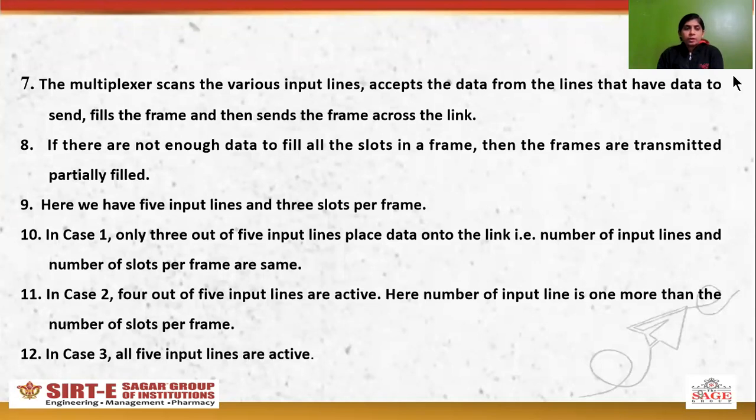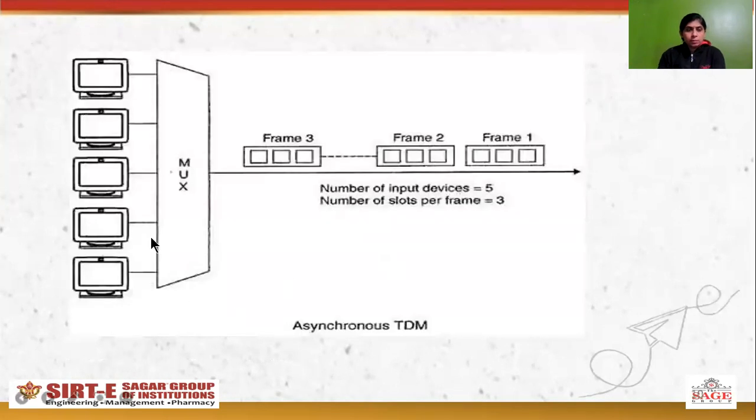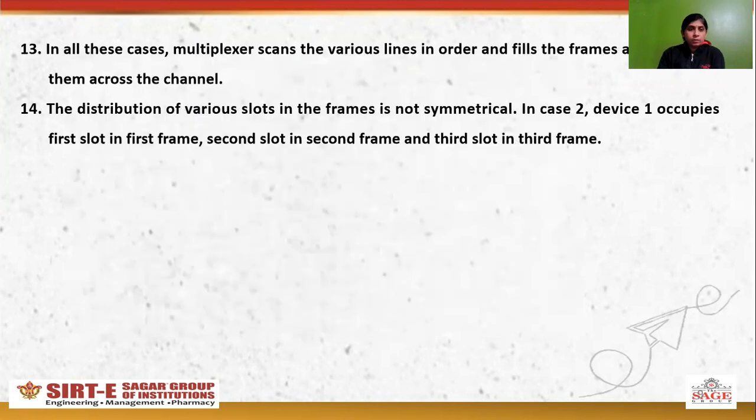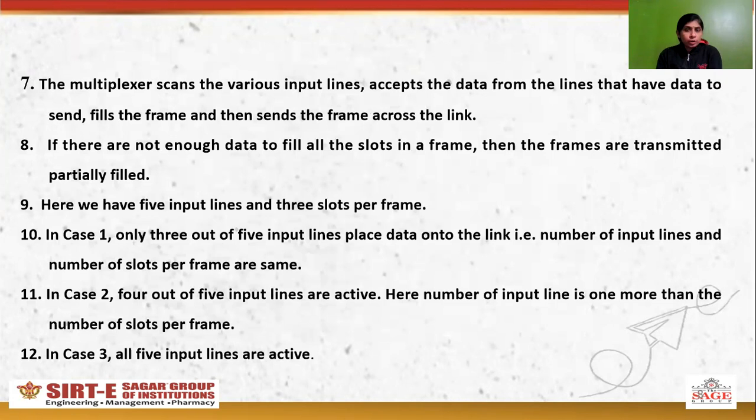In the case of this example, there are 5 input devices, and the number of slots per frame is fixed at 3. The multiplexer scans the various input lines and accepts the data from those that have data to be sent. In case 1, only 3 out of 5 input lines place data on the link. The number of input lines and the number of slots per frame are the same.